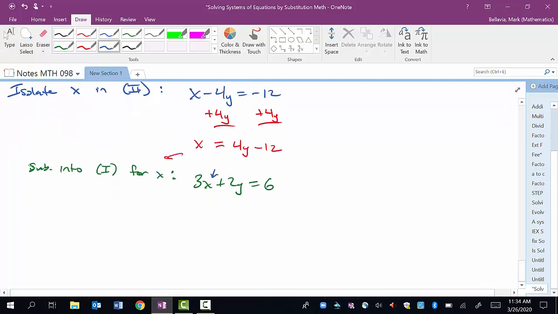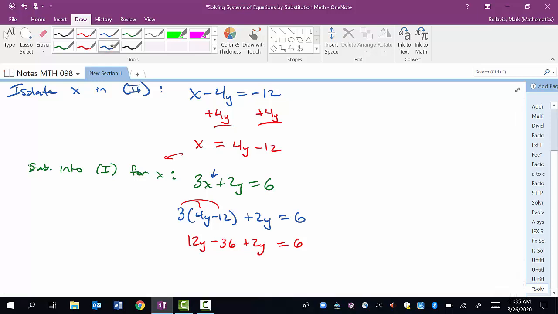And so I'm replacing x there. So this ends up being 3 times 4y minus 12 plus 2y equals 6. And then we'll distribute through. So 3 times 4y is 12y. 3 times negative 12 is negative 36 plus 2y equals 6. Combining like terms, we got 12y plus 2y gives me 14y minus 36 equals 6.